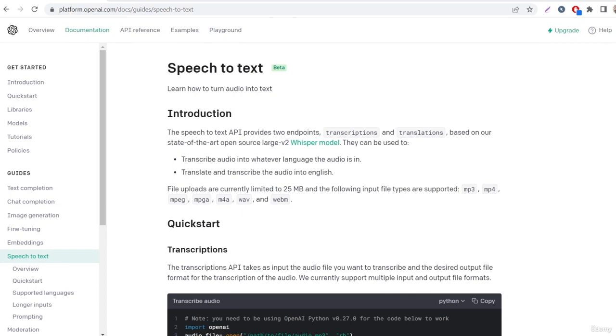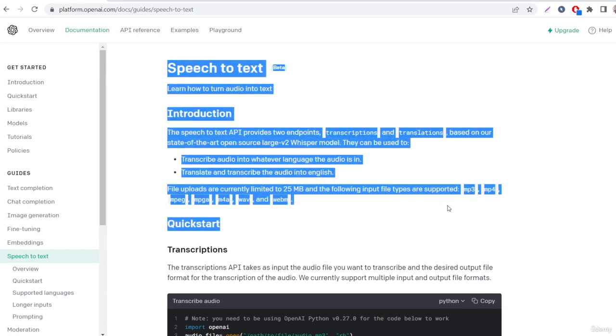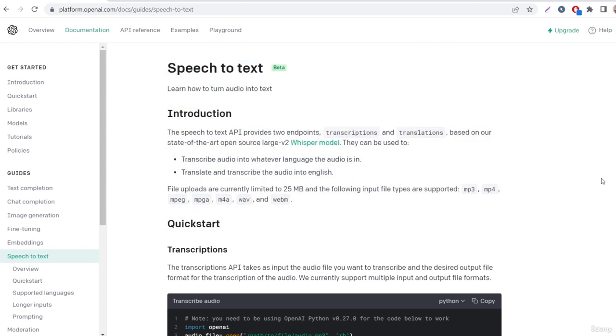The next model is Whisper. Whisper is a model designed for speech recognition tasks. It has been trained on a vast and diverse audio dataset, enabling it to excel in multilingual speech recognition, speech translation, and language identification. The model was trained on 98 languages. The APIs that use the Whisper model can transcribe audio into whatever language the audio is in, or translate and transcribe the audio into English.